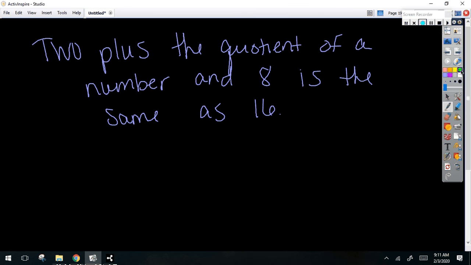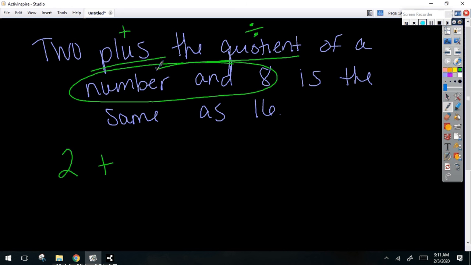Let's see. Quotient. Plus means addition. Quotient means division. Okay, we know every other word. So 2 plus, that's easy, right? 2 plus. If quotient means divide, look at what I'm dividing. I'm dividing a number and 8. How do I write that?